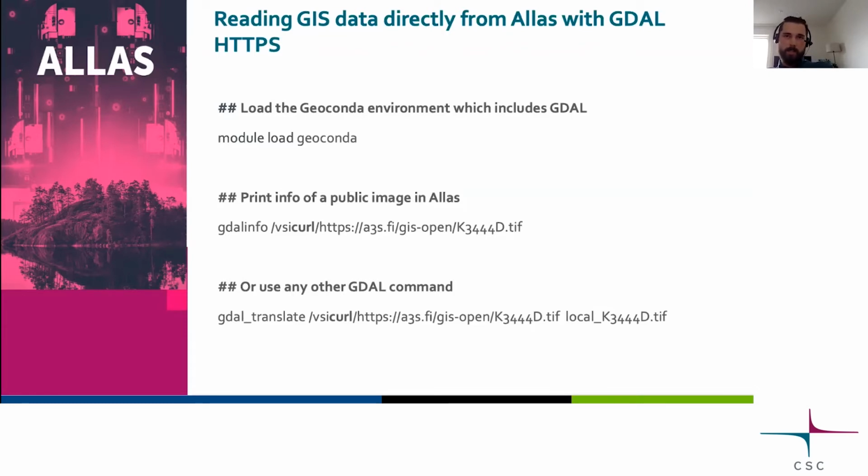/vsicurl is actually a driver that GDAL recognizes, and it knows that, okay, this file isn't local, we can find it through this driver and this address. And this driver we're going to change a bit, so it's a different one for S3 and Swift. I'll use it in a moment. With this vsicurl driver, we can also run GDAL commands like normally over the internet to Allas. And this last one, gdal_translate, basically copies that file to Puhti.